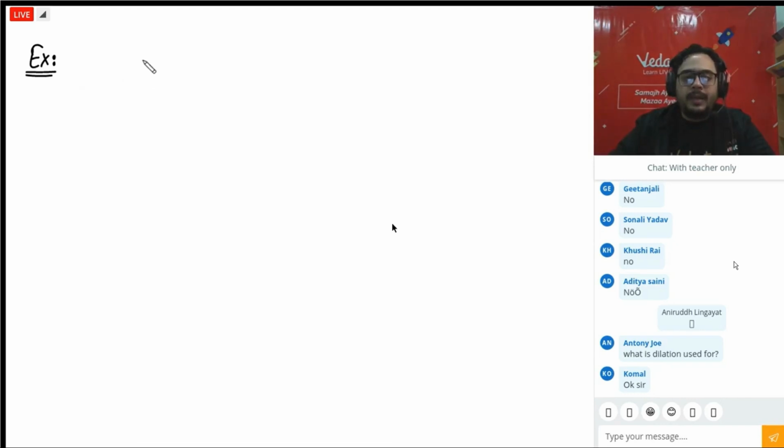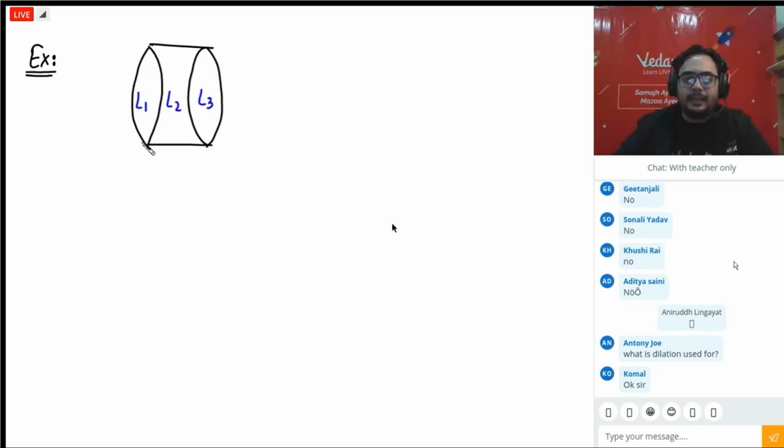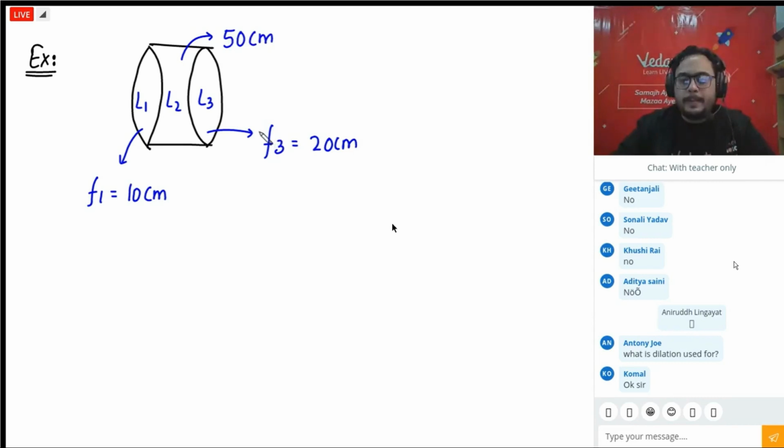Okay. So let me ask you a question then. Suppose I have 3 lenses like this in contact. So this is my lens 1, this is my lens 2, and this is lens 3. Now the focal length of first lens is given to me as 10 centimeter. The focal length of this lens, third f3, is given to me 20 centimeter. And the focal length of the middle lens is given to me, let's take 50 centimeter.